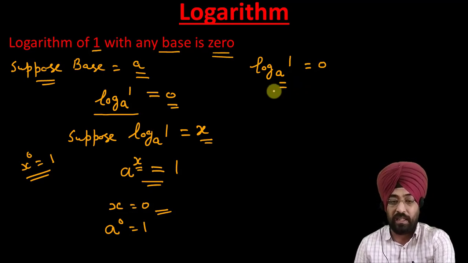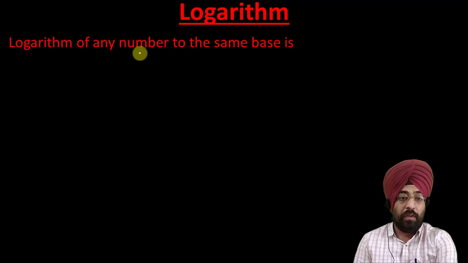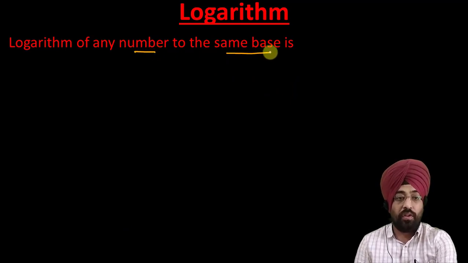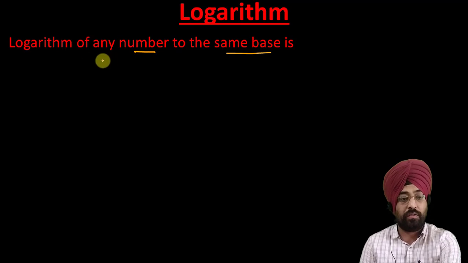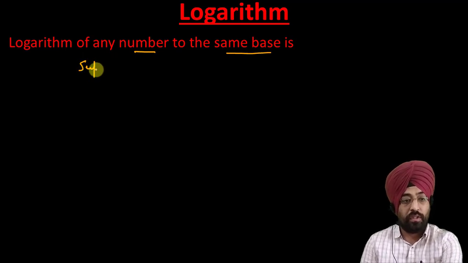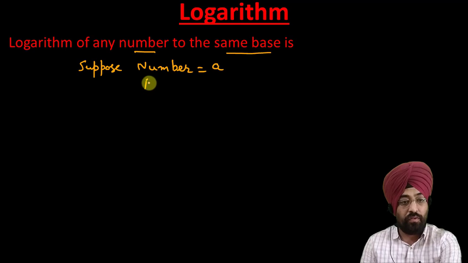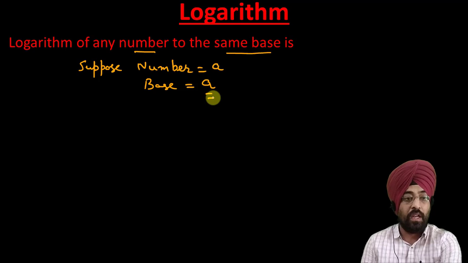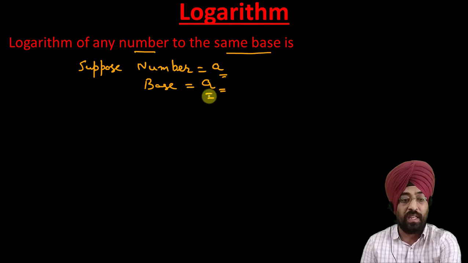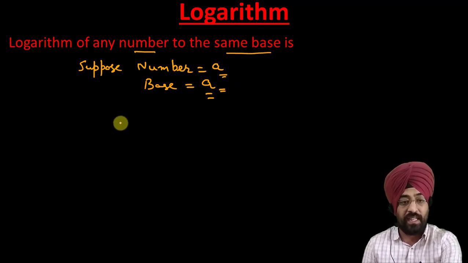Next generalization: logarithm of any number to the same base. So if the number is the same and the base is also the same, let us suppose the number is a, we have to find the log of a. So according to this, we also have to choose the same base, a. Logarithm of any number a to the same base a. Then suppose we write its logarithmic form, log a with base a.